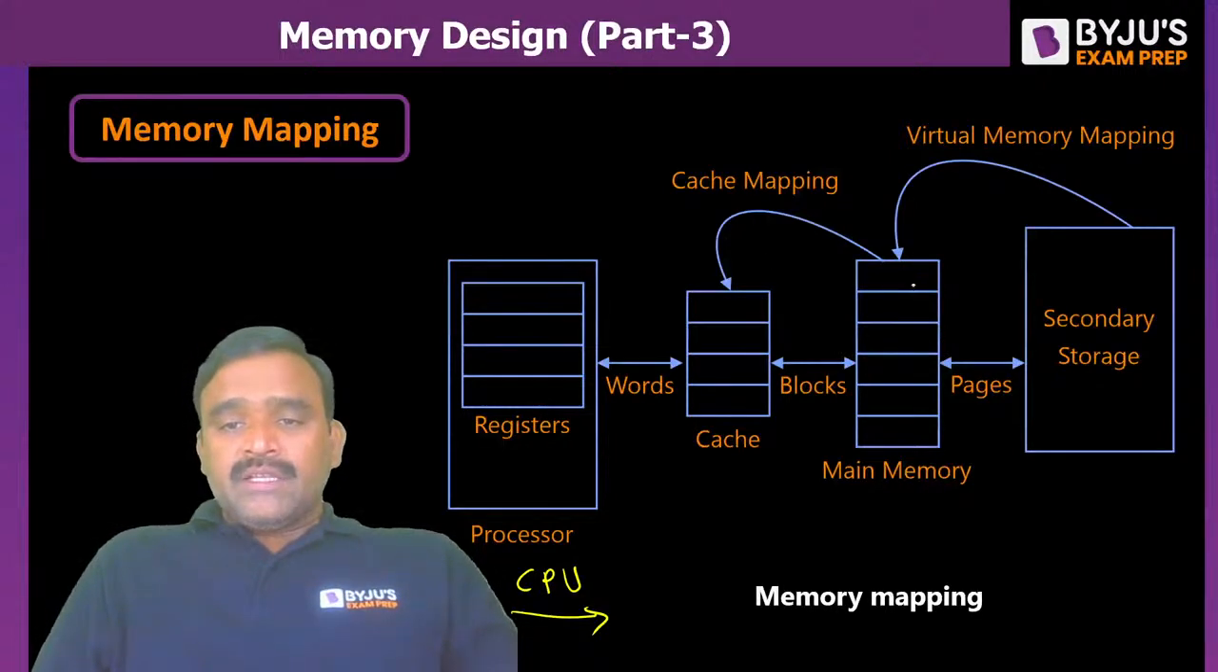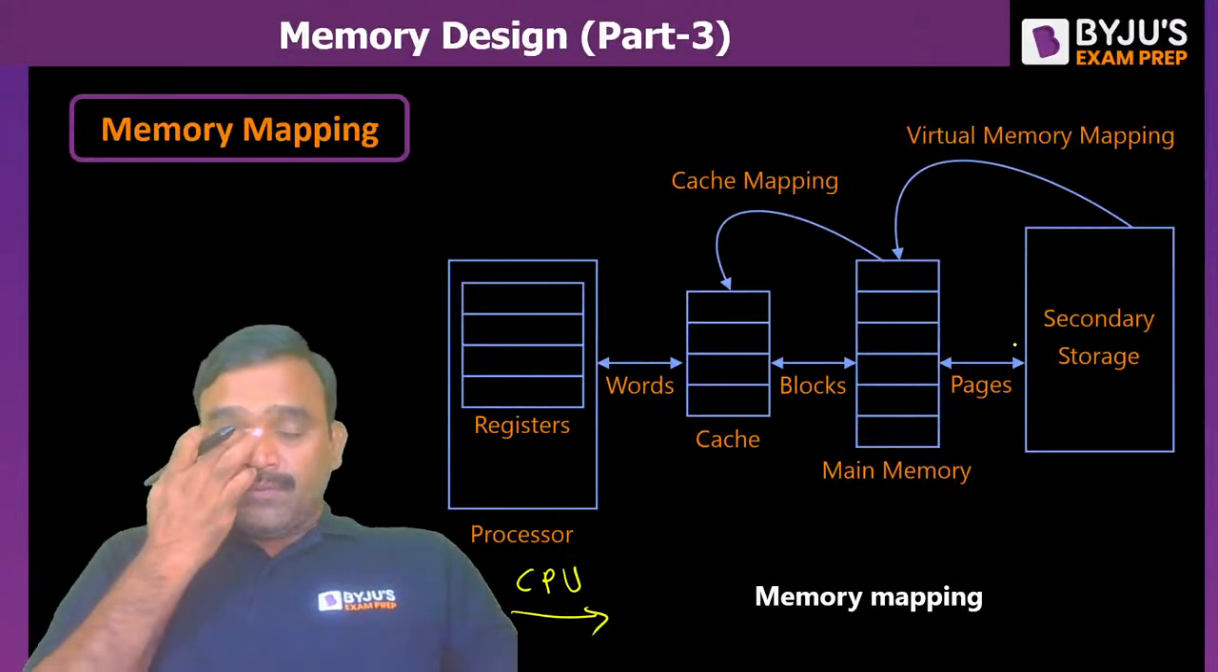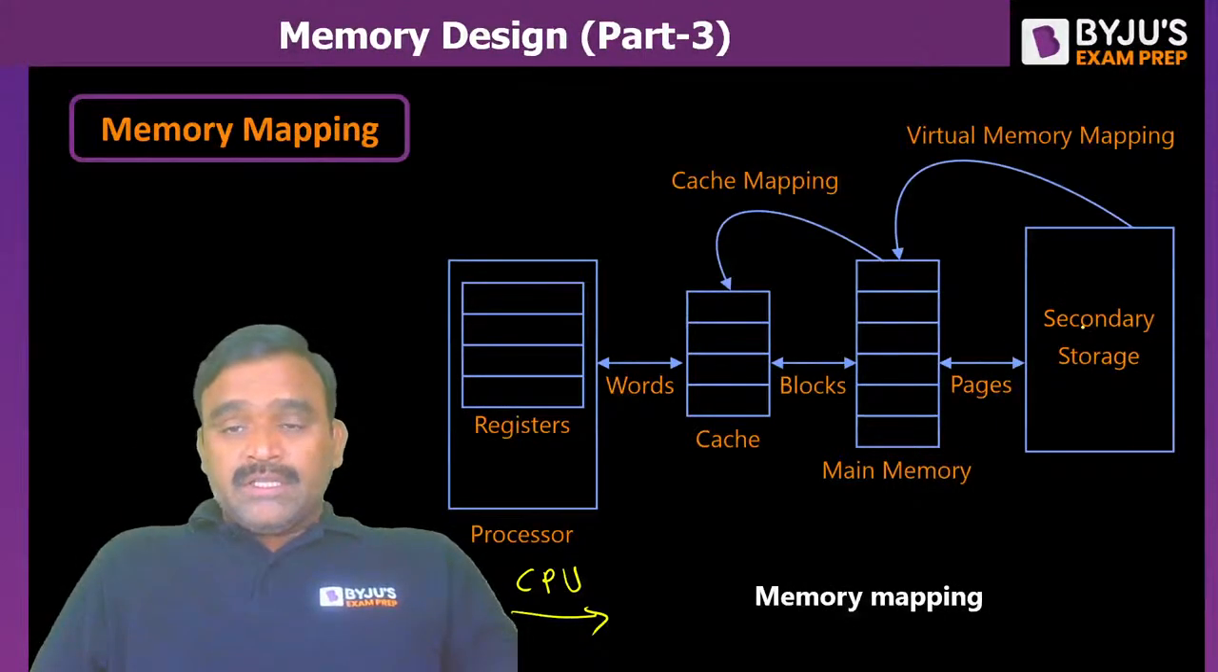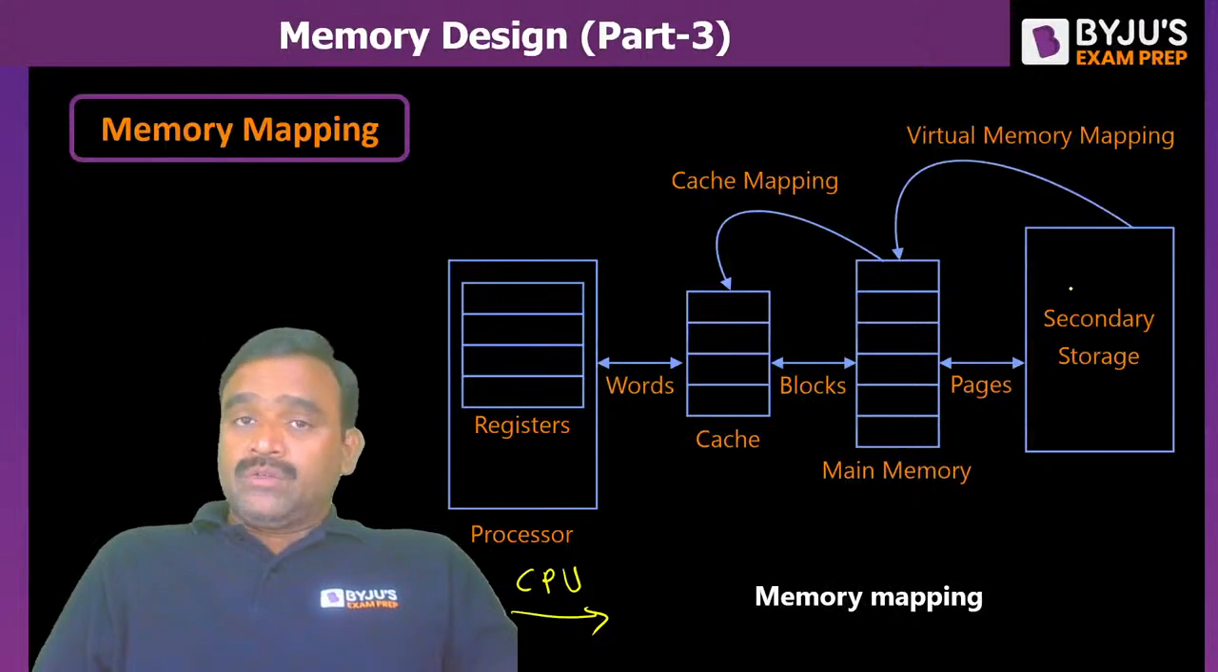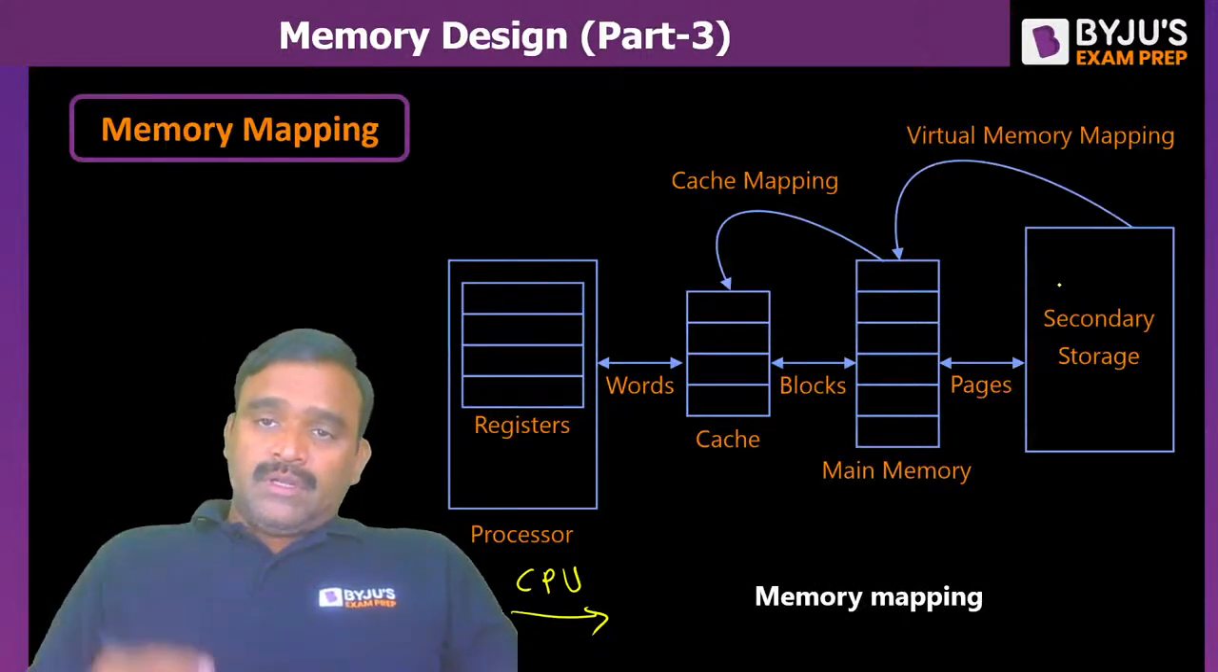There also, if data is not found, we have to go to secondary storage. In the form of pages, we load the data from secondary storage to primary storage. In the form of blocks, we store the data from primary storage to cache memory. And in the form of words, we take it from cache memory to the processor. If there is a miss in the cache, you have to go to the next level, and keep on going until the secondary storage, which is the highest level.